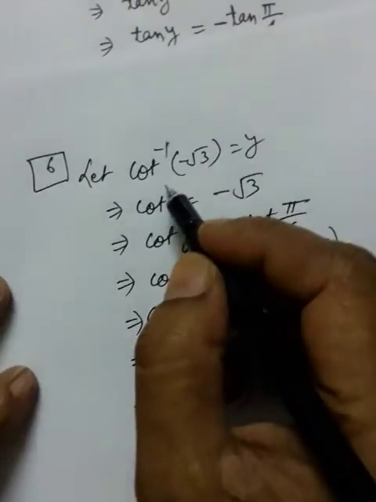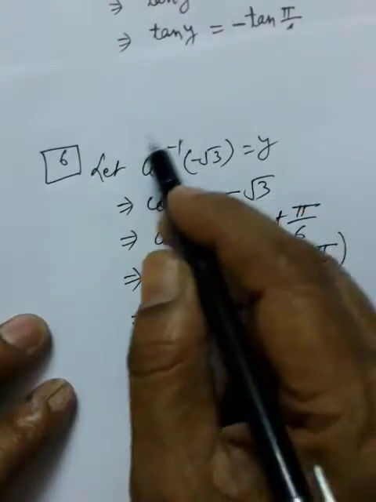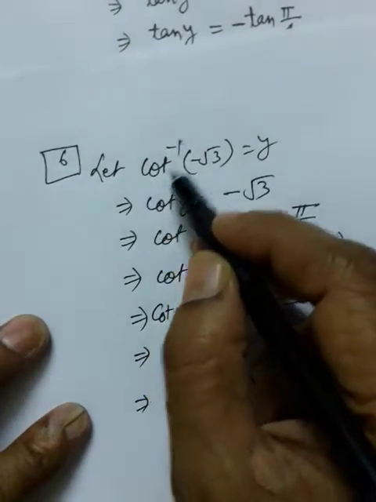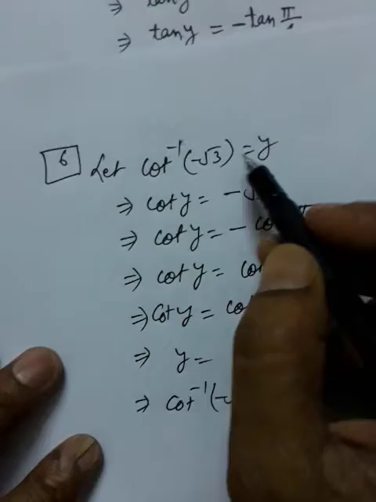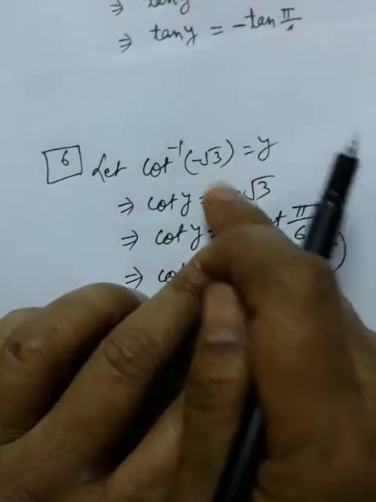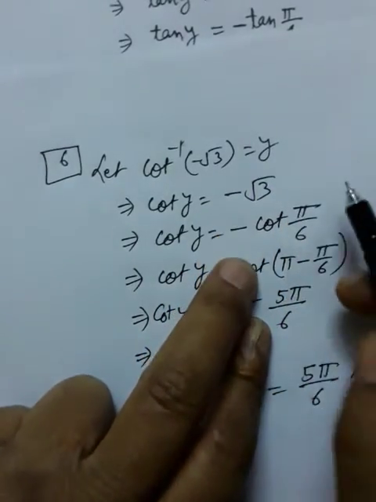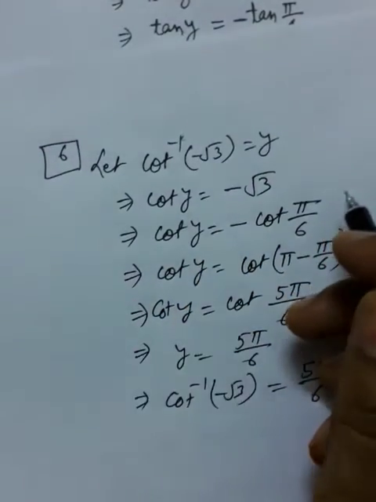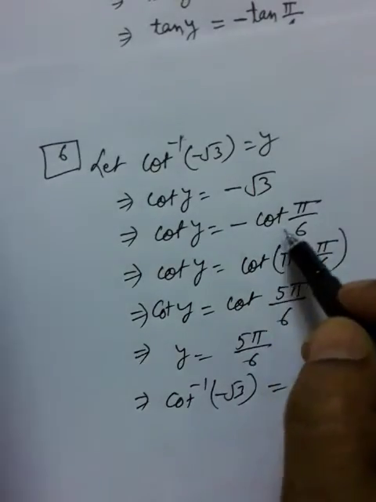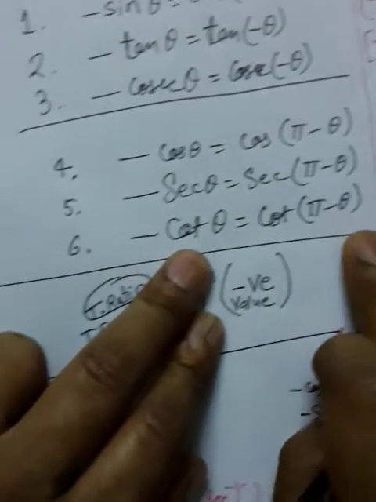Now coming to the sixth question. The sixth question was for cot. Cot inverse minus root 3, we have to find the principal value for this one. Let cot inverse minus root 3 be equal to y. Then cot y is equal to minus root 3. Cot y is equal to minus as it is, and for root 3 you have to write the value cot pi by 6. Again we will see for minus cot theta. Minus cot theta, you have to put cot pi minus theta.